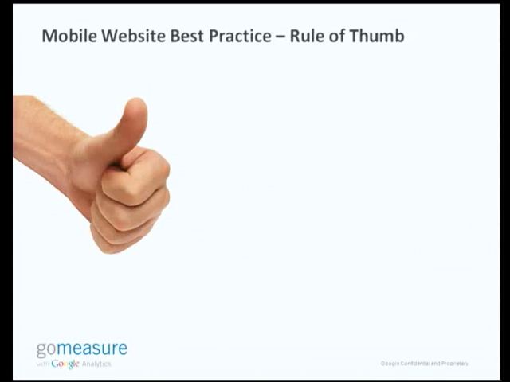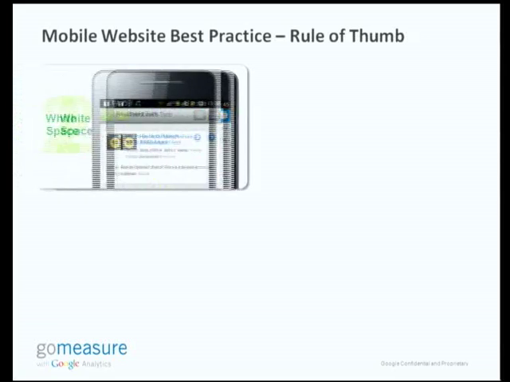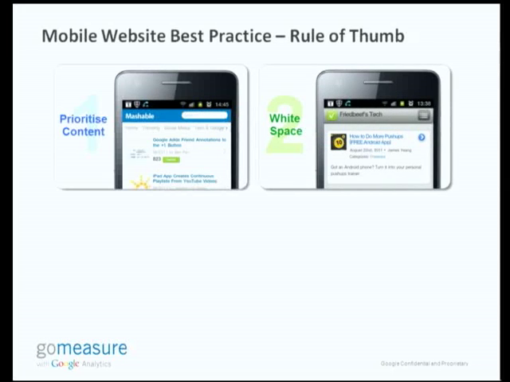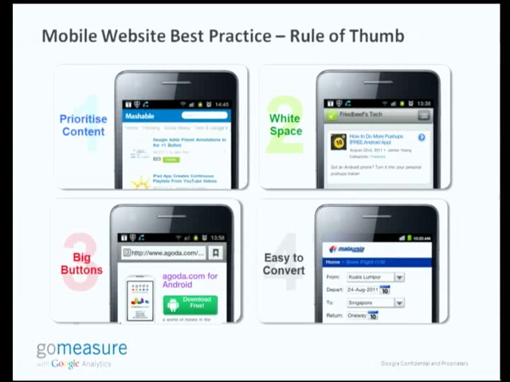Right now, I'm going to give you the breakdown of the best practices, the rule of thumb that you can follow. Number one is to prioritize your content. Keep the content relevant and keep the content important to your viewers. Use white spaces, make it uncluttered, use contrasting colors, and big buttons for the cursor that people most commonly use for mobile web browsing, as well as the ability to easily convert.